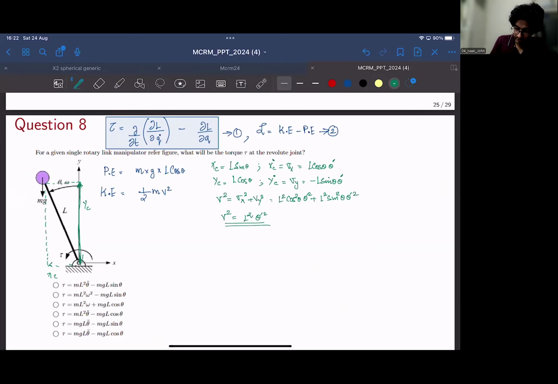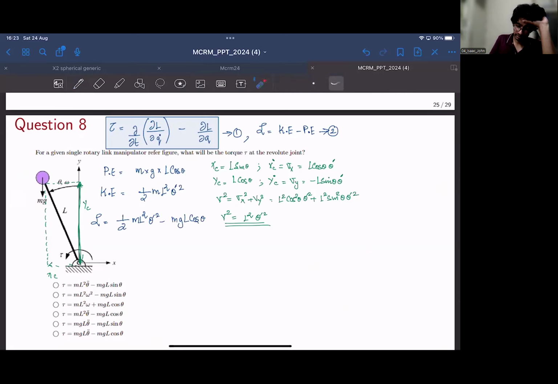So that makes our kinetic energy, I'll replace it. So V square will be L square theta dot square. Now, what would the Lagrangian look like? The Lagrangian is nothing but the difference between kinetic and potential energy. So L would be half ml square theta dot square minus mgl cos theta.